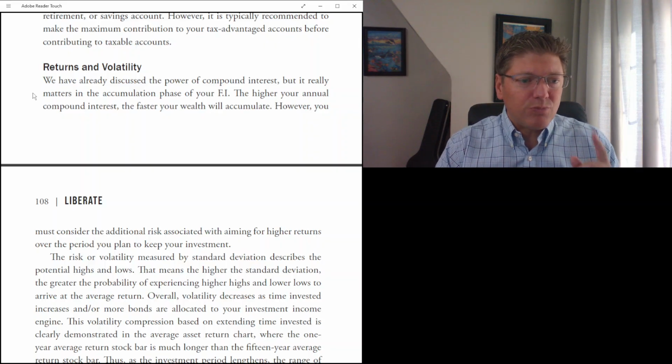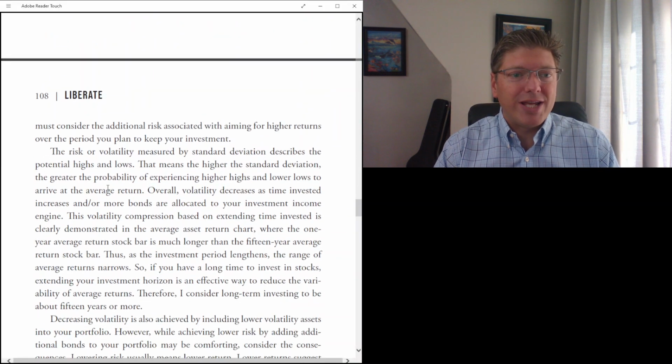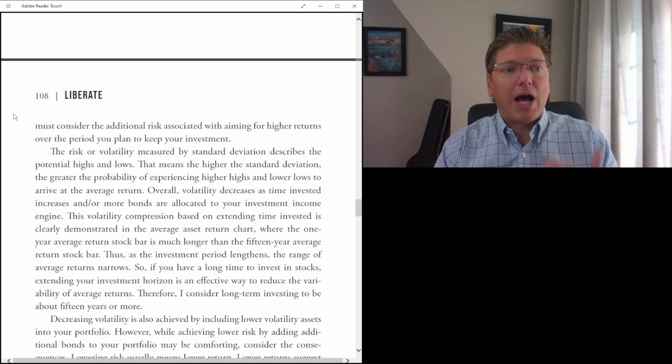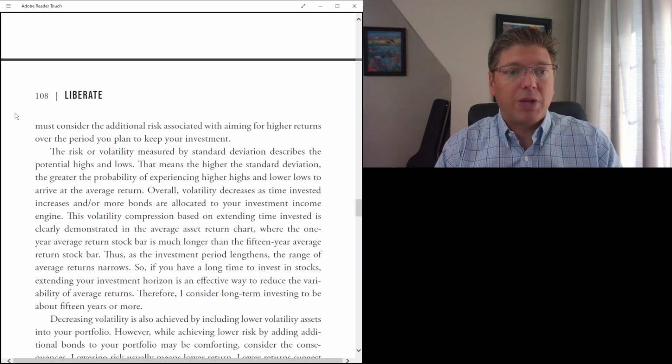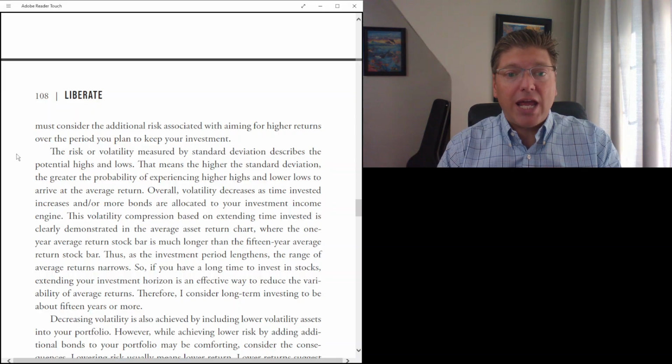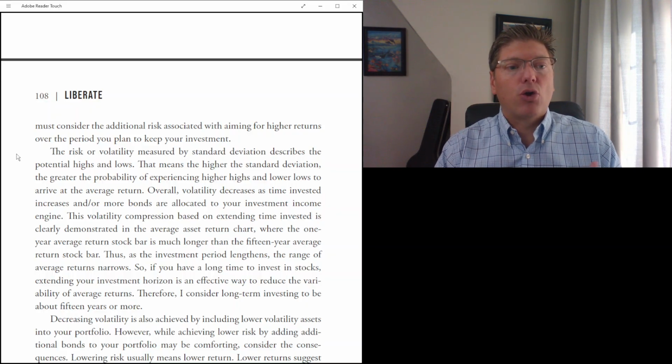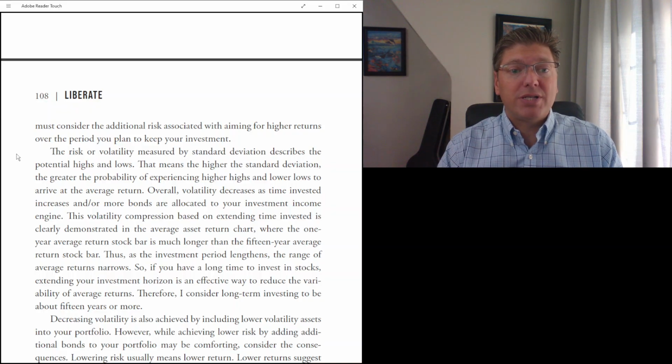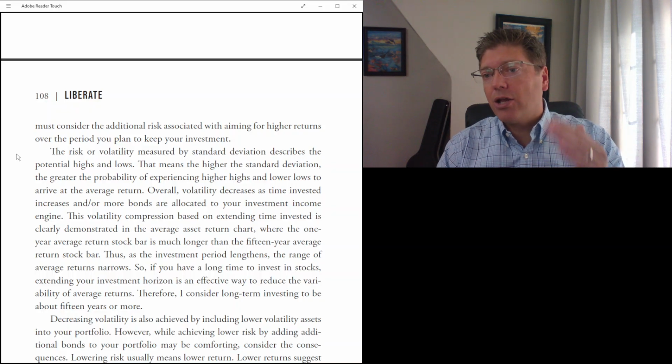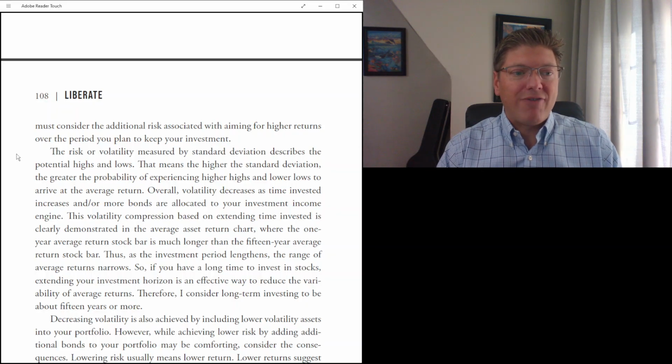However, you must consider the additional risk associated with aiming for higher returns over the period you plan to keep your investment. The risk or volatility measured by standard deviation describes the potential highs and lows. That means the higher the standard deviation, the greater the probability of experiencing higher highs and lower lows to arrive at the average return.